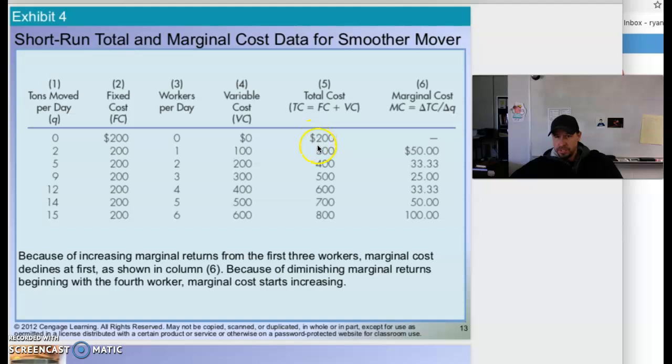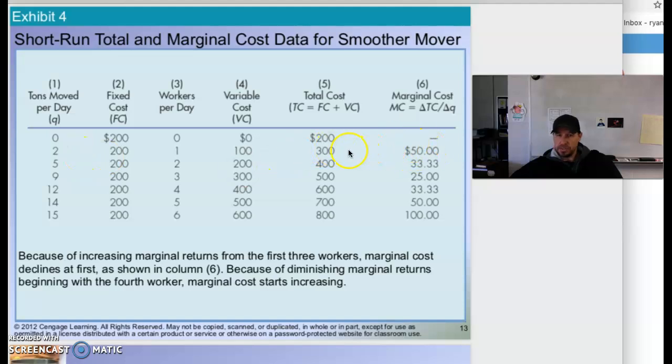So we went from 200 to 300. So our change in total cost was 100. And we're going to divide that by a change in the quantity. Our change in quantity went from 0 to 2, so it's 2. So we take 100, change in total cost, divided by our change in quantity of 2, gives us a marginal cost of 50. So the marginal cost of each unit there was $50.